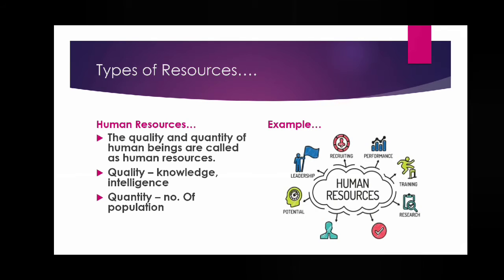Clear? So when we are talking about human resource, then it is about which thing? Your quality and your quantity. Quality means what? Your knowledge, your intelligence, these are called quality. And quantity means what? Number. What is the number of population? That is called quantity. Clear? Quality means knowledge, intelligence, quantity means number of population. So always remember, when you are talking about human resource, it is only about what type of quality you have, and what is the number you have. Clear? That is called human resource. Here some examples are given, you can check them.